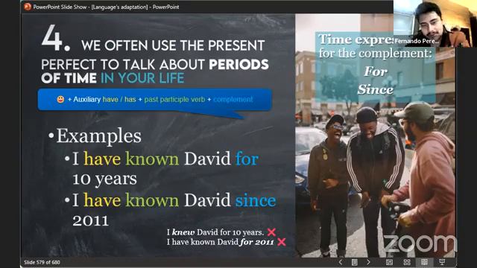Here you have some examples. I have known David, this is David, for 10 years. If you talk about periods of time, you use the connector for or the connector since. We are going to contrast this versus the simple past. Let's practice.